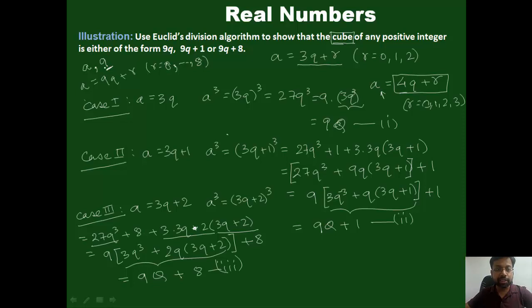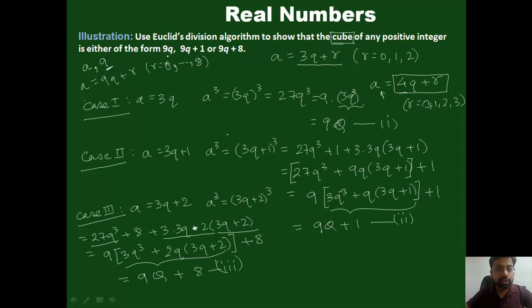Had you taken b as 9, the possibilities would have been a is equal to 9q, a is equal to 9q plus 1, 9q plus 2, 9q plus 3, go on till a is equal to 9q plus 8. And for each of those cases, you would have to take the cube and find out whether it is of the form 9q, 9q plus 1 or 9q plus 8.